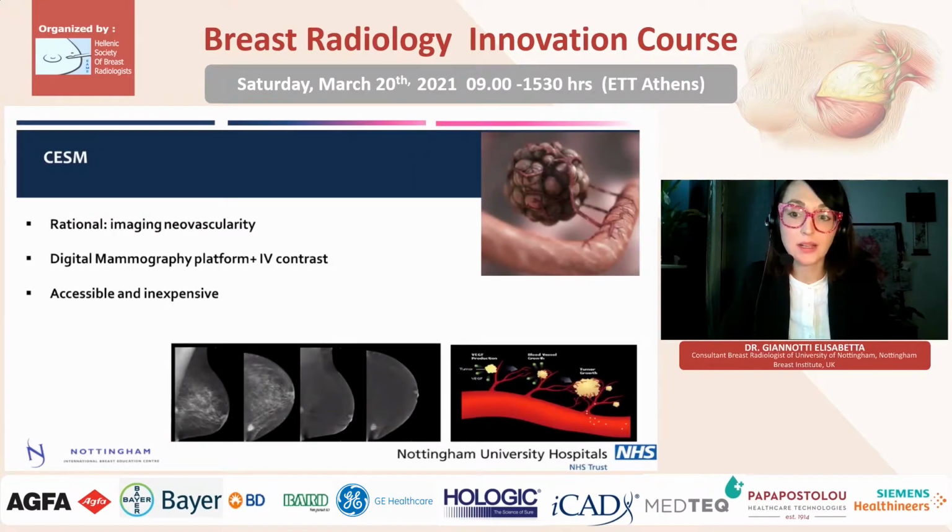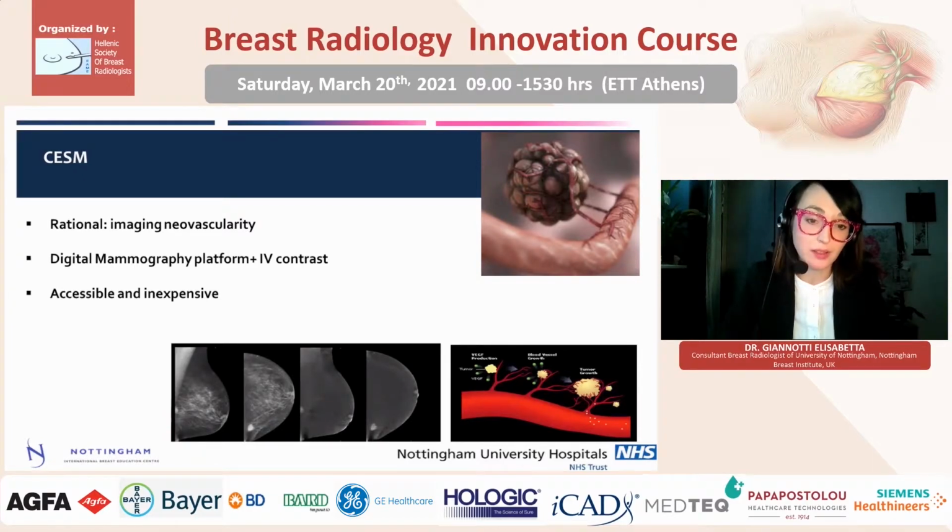So what are the principles? The principles are the same as MRI. So contrast mammography works as MRI works. The iodinated contrast in this case, instead of gadolinium, enhances the area of neoangiogenesis that is typical of tumor that develops these new vessels that are damaged vessels, basically leaking vessels.